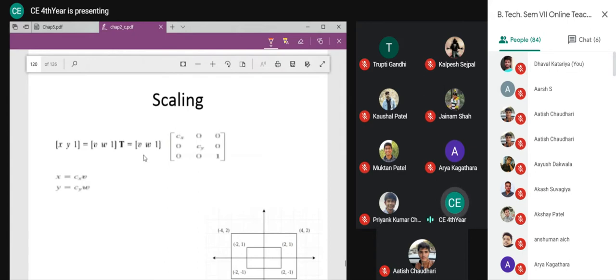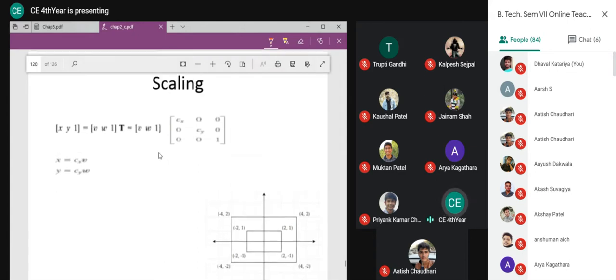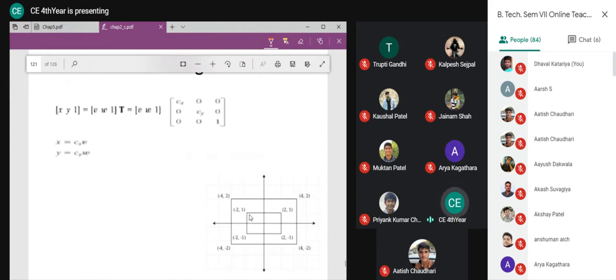Now we are going for the scaling part. Scaling is where I want to expand or shrink my coordinates. Suppose this was my original shape, and then I want to make the shape like this. The outer one is the expanded shape, and the inner one is my original one. If I want to expand it, what should happen to my coordinates?